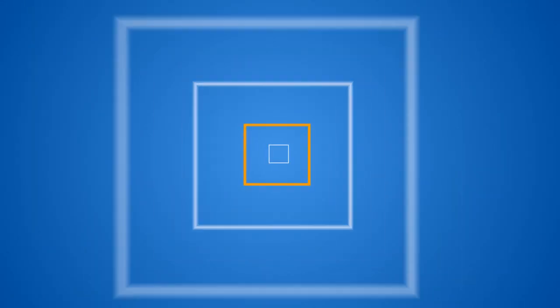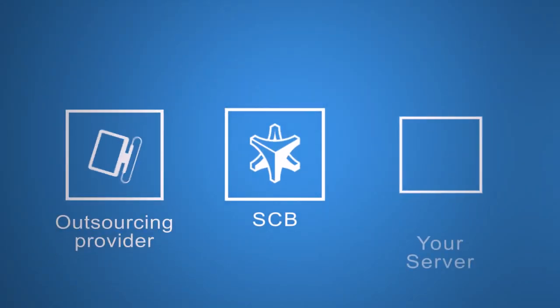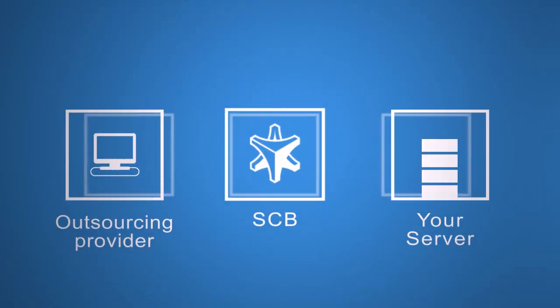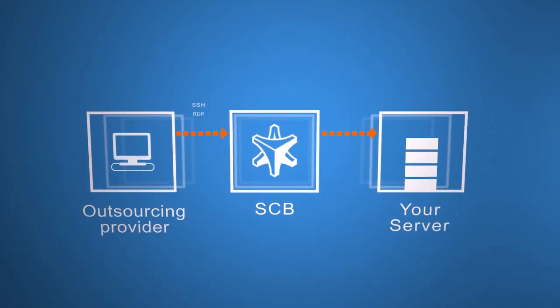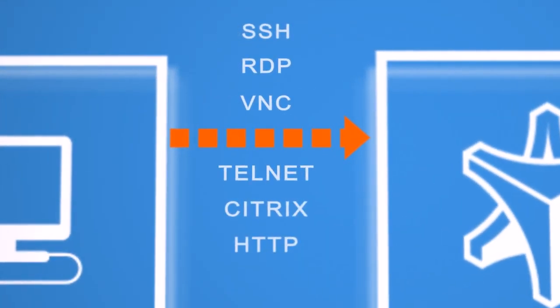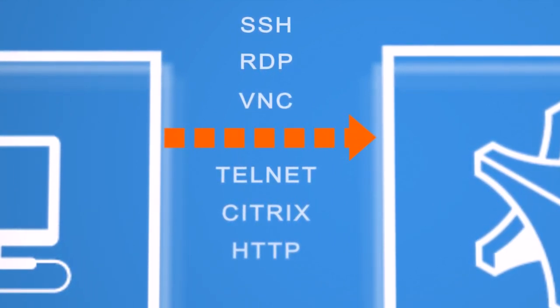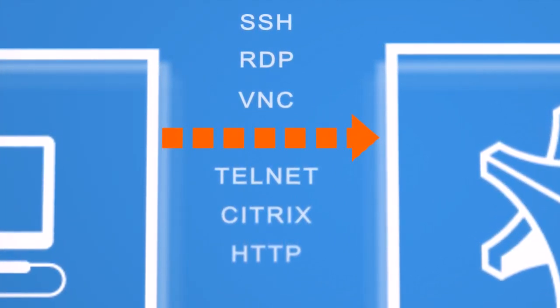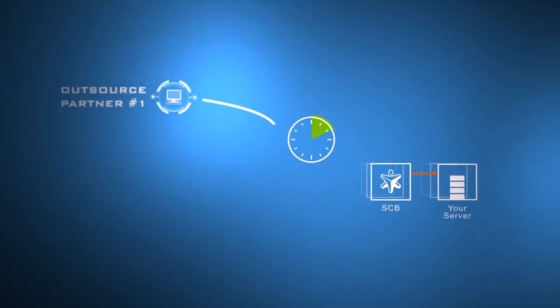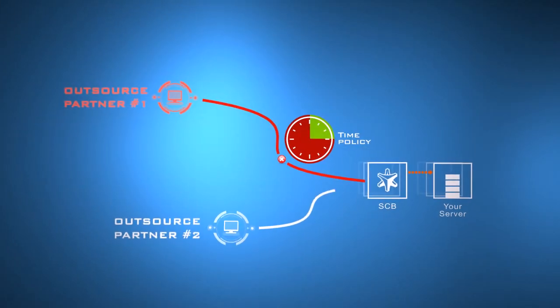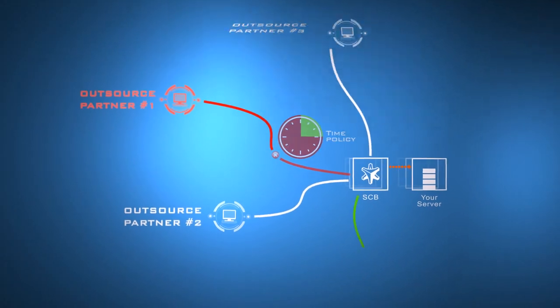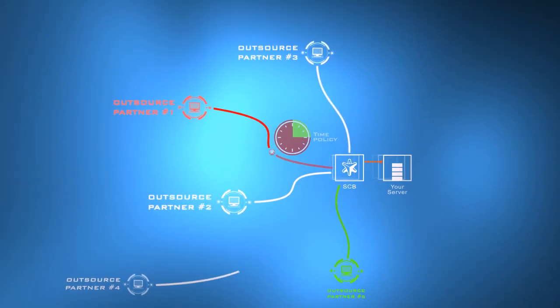Balabit Shell Control Box is a privileged activity monitoring appliance which operates transparently in your network and extracts information from the communication of the IT provider and your server. SCB controls all widely used administrative protocols, such as SSH, RDP, Telnet, Citrix ICA, or HTTP. It enforces access policies to your third-party administrators based on time periods or group memberships.